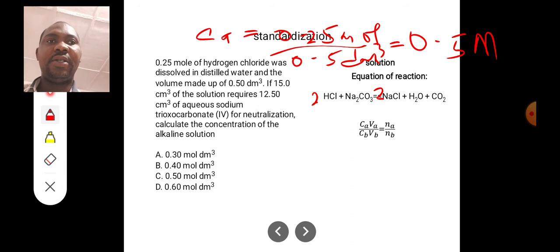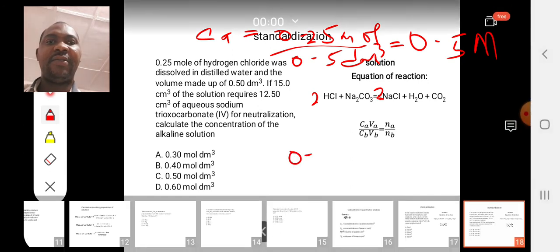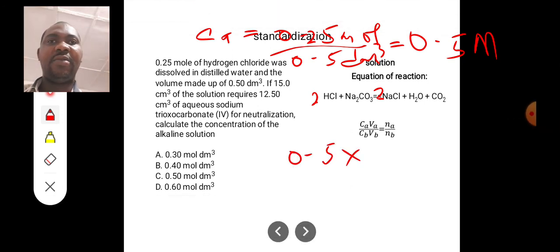So concentration of acid here is 0.5 times the volume of acid, which is 15. They say 15 cm cube was used, divided by the concentration of base, which is what we are looking for here, times the volume of the base, which is 12.5 cm cube.